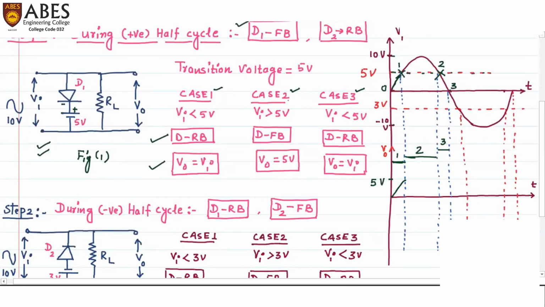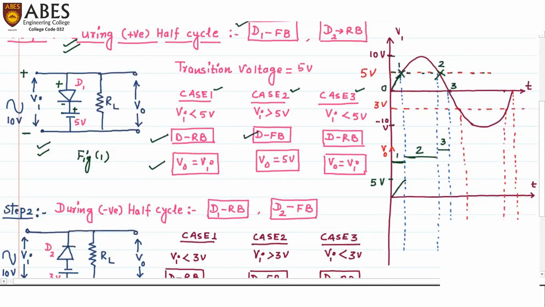Now let's take case number 2. In case number 2, Vi is greater than 5 volts. That means now the input voltage is going to decide whether the diode will be forward biased or reverse biased. Because all three cases come under the positive half cycle, this will be plus and this will be minus. So in case number 2, Vi will decide. The positive terminal of Vi is connected to the positive terminal of diode D1. Therefore, this input voltage will make the diode forward biased.